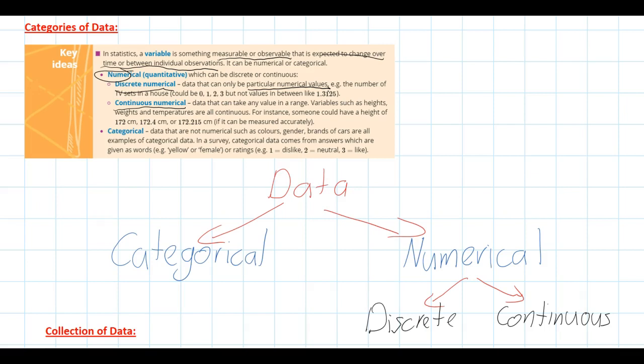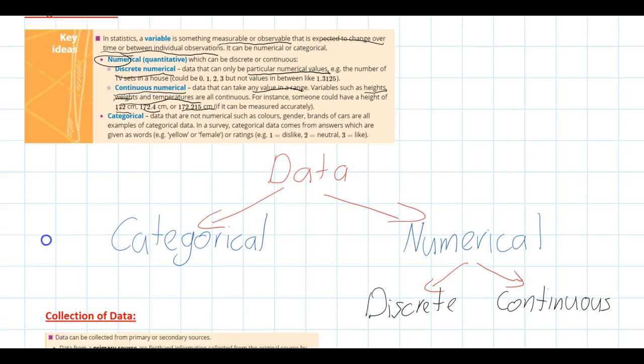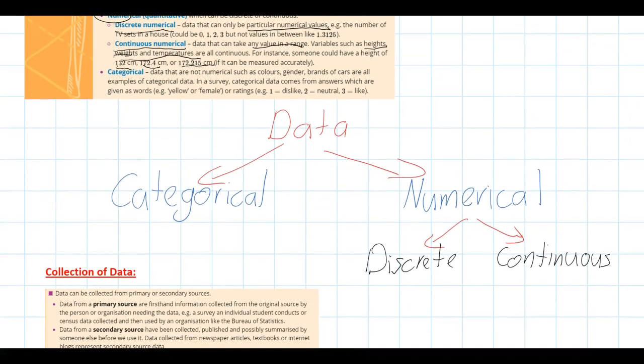Now the other numerical type of data you can have is continuous. Now obviously this is going to be the opposite to whole numbers. So this can be data that can take any value in a range. Now these can be things such as heights, weights, and temperatures, and they're all continuous numerical. So someone could have a height of 172 centimeters, could be 172.4, could be 172.215 centimeters. That's continuous numerical.